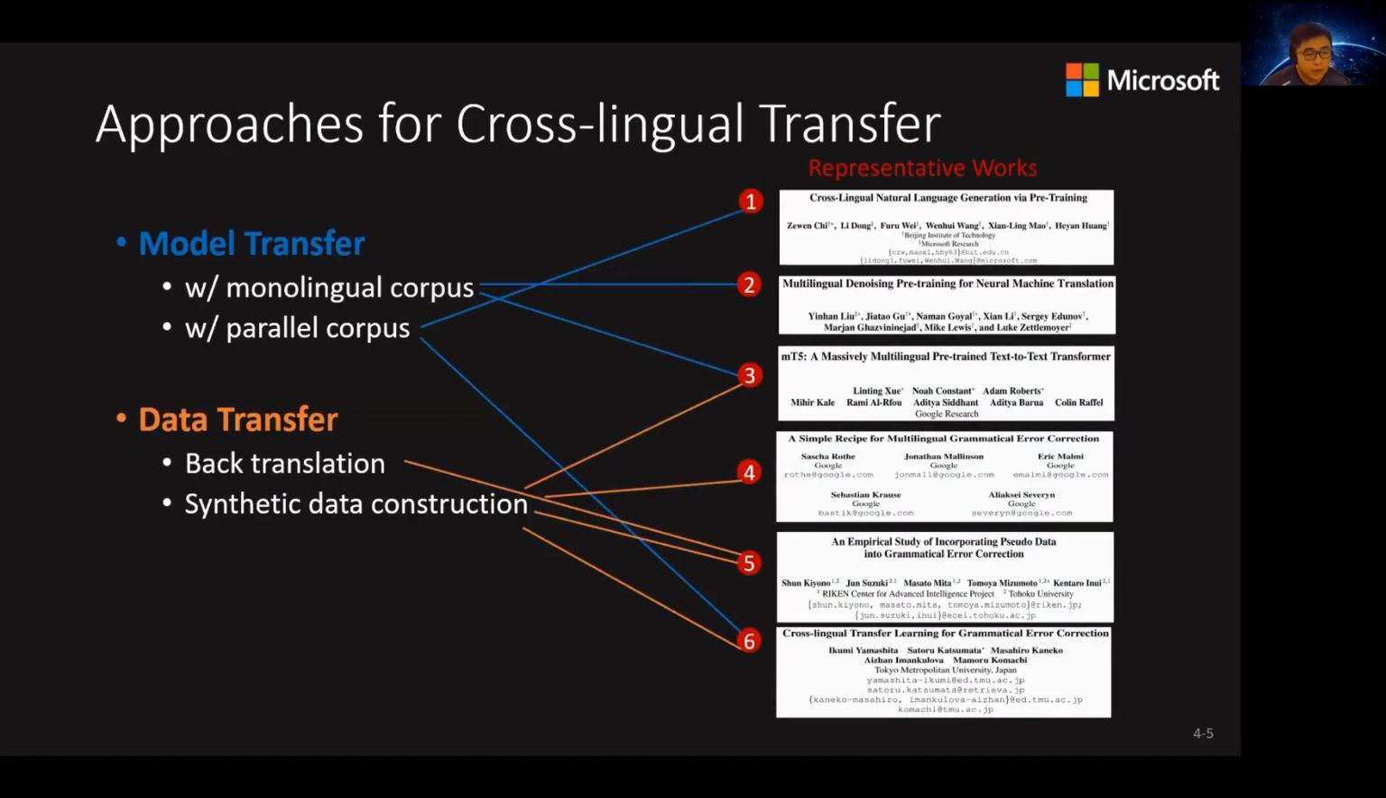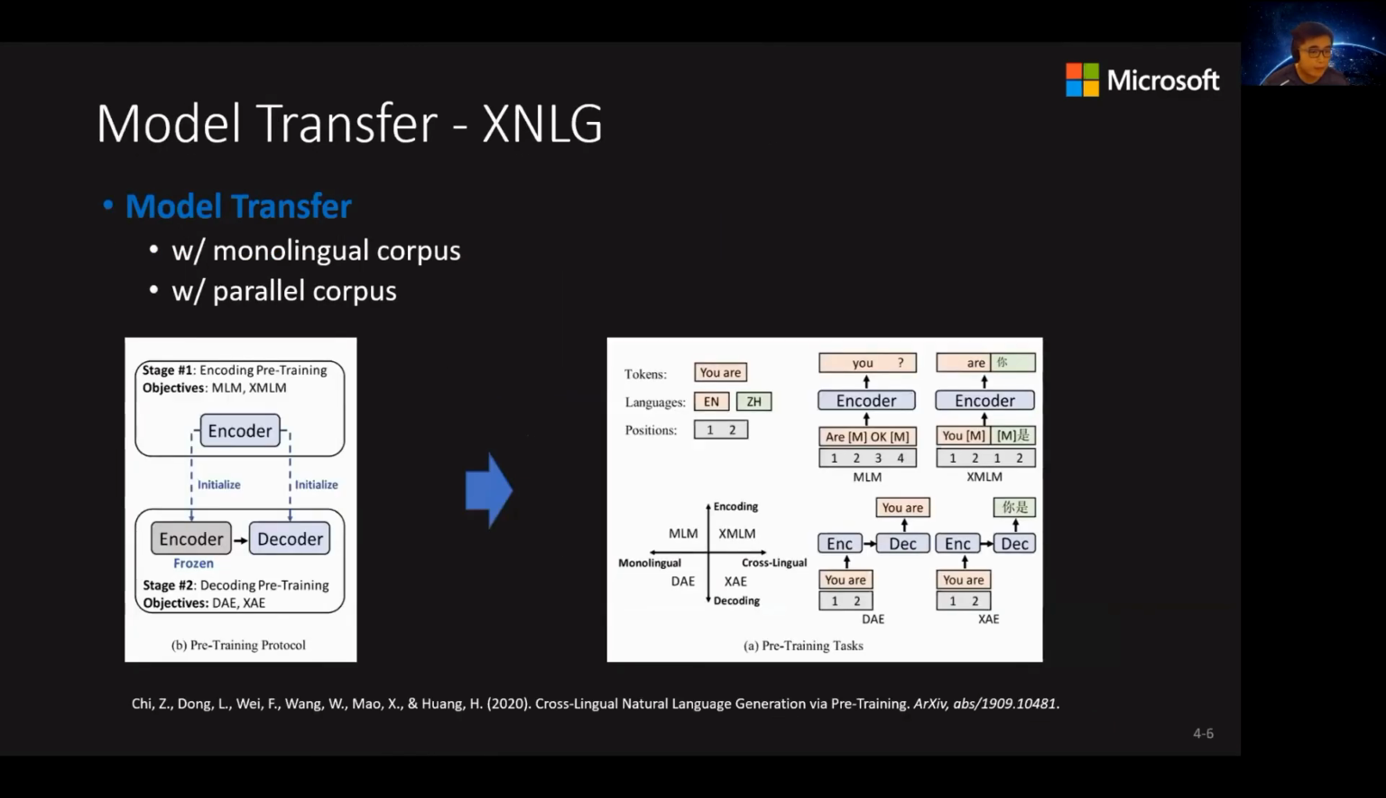Okay, so we could categorize the approaches to cross-lingual GEC and QG into two parts: model-based transfer and data-based transfer. Model-based transfer can leverage monolingual data as well as parallel corpus. And data-based transfer consists of various methods, including back translation, synthetic data construction, etc. Next, we will pick some representative works to introduce these methods. So first, let me introduce model-based transfer.